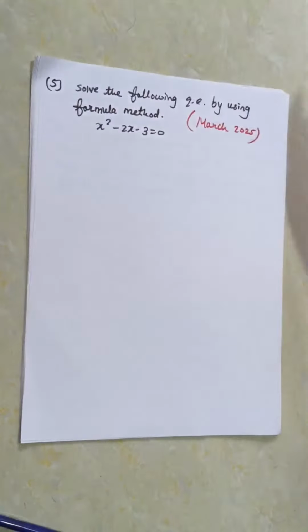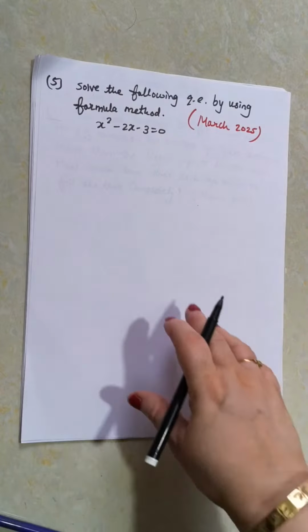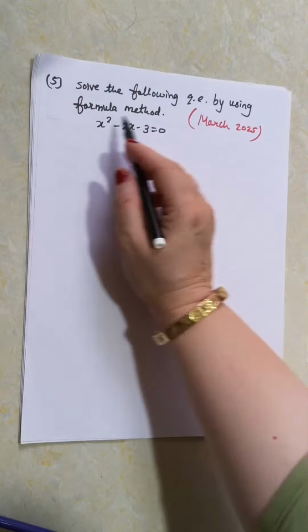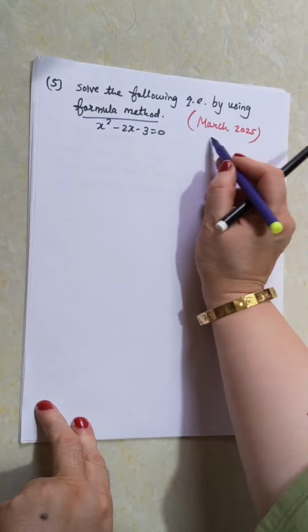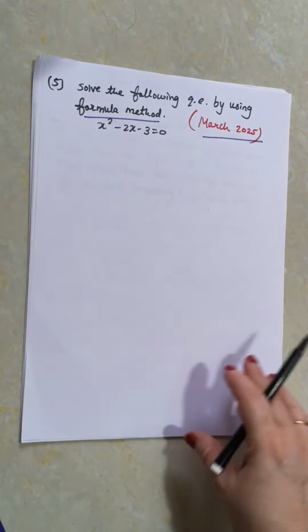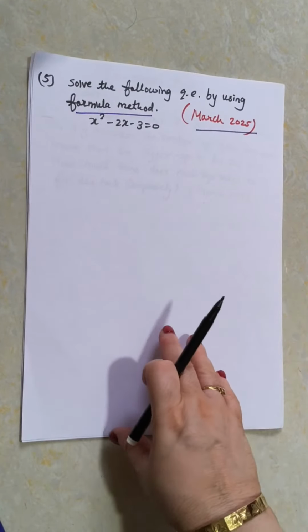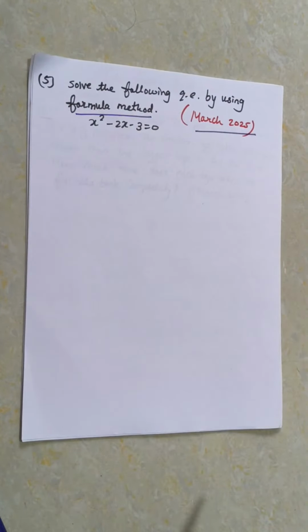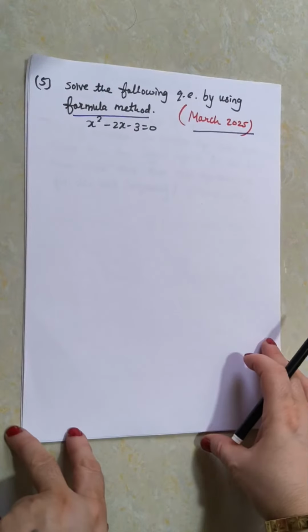So let's move to the next question, and this will be the last question of 3 marks of today's video. See here. What is the question? Solve the following quadratic equation by formula method. See, again formula method in March 2025. So solving PYQs gives you an exact idea which questions will come in the board exam. Do you agree with me that you understood everything? What are the important questions for board?